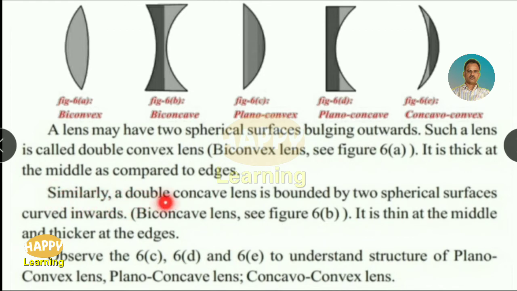Similarly, a double concave lens is bounded by two spherical surfaces curved inwards. This is curved inwards. This is curved inwards. Okay? So this is curved inwards. So it is thin at the middle and thicker at the edges.